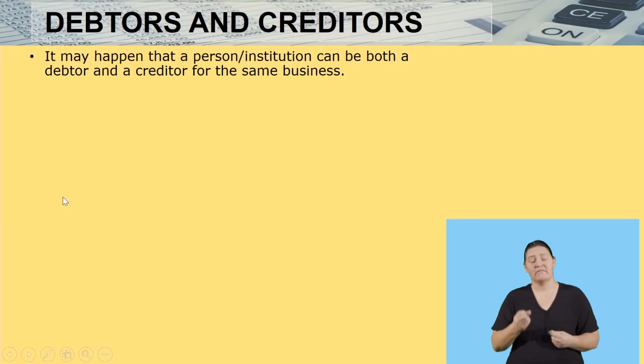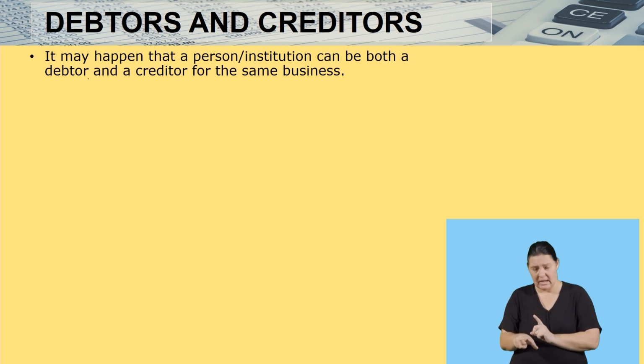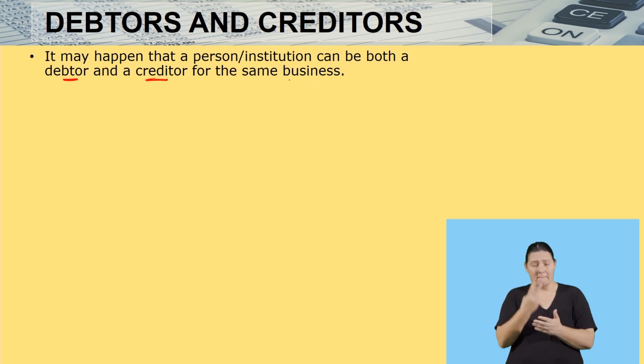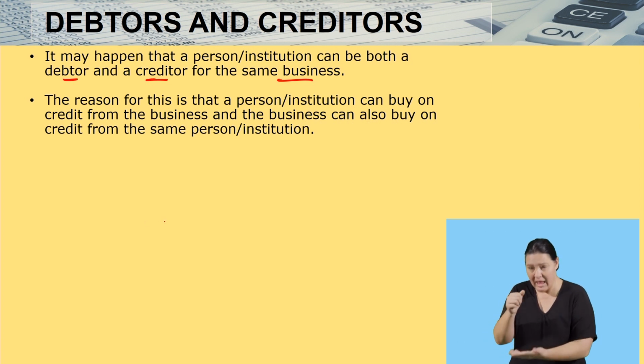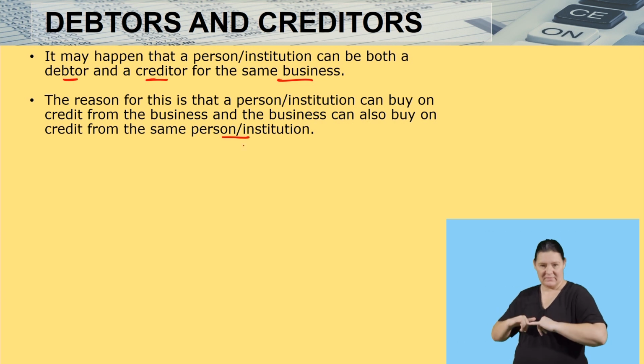Now, you have to understand that it can happen that a person or an institution can be both a debtor and a creditor of the same business. In other words, we buy from a particular business and we also sell to that particular business. For this reason, a person or institution can buy on credit from the business, and the business can also buy on credit from that same person or institution. In other words, there can be a situation where we owe them and they owe us. That is a situation that is possible in accounting.